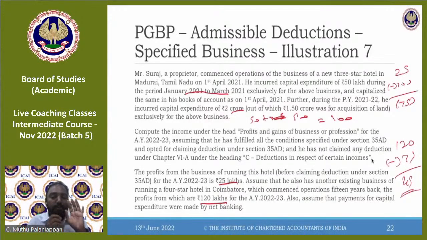This 35AD says specified business is one category of business. So one business loss can be adjusted with another business. If you have one business with loss, another business with profit, both categorized under specified business, then it is eligible. Now the hotel in Coimbatore is an eligible business under 35AD, just that it is currently not claiming any deductions. The moment it is a hotel, which is actually an eligible business, it can be adjusted. So that's why we are adjusting the Coimbatore business. The 120 profits are used to adjust 75 lakhs of loss. So you can adjust with another eligible industry under 35AD, whether they are claiming or not claiming.